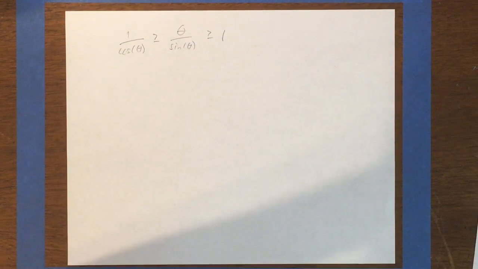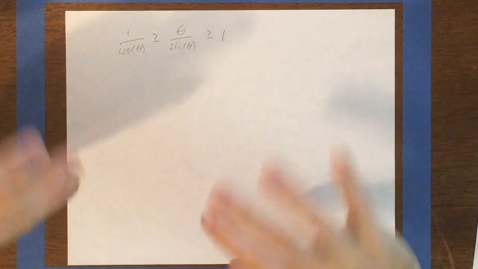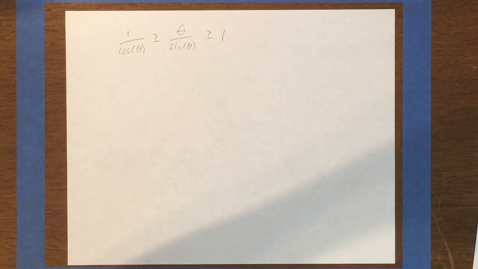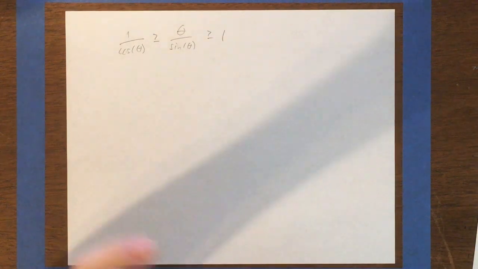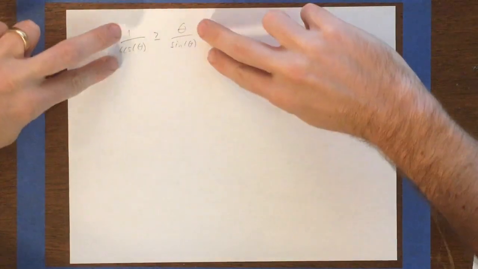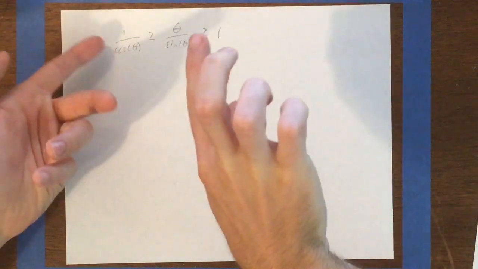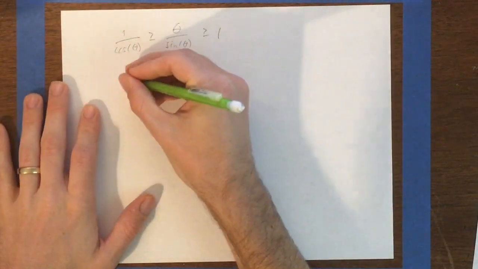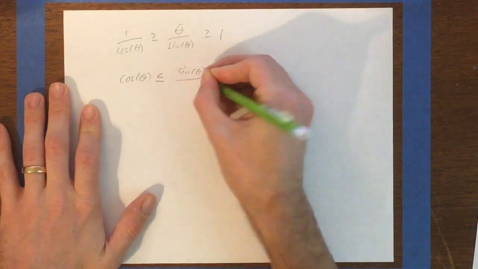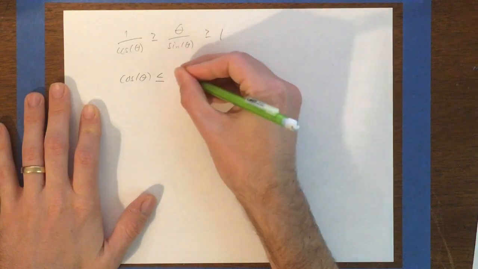Now the next step is a bit of a weird one, a bit of an obscure fact, but if you have an inequality involving fractions, and you reciprocate all those fractions, then it flips the inequality around. Like 2 is less than 5, but 1/2 is greater than 1/5. So I'm going to write this as cosine of theta is less than or equal to sine of theta over theta, which in turn is less than or equal to 1.